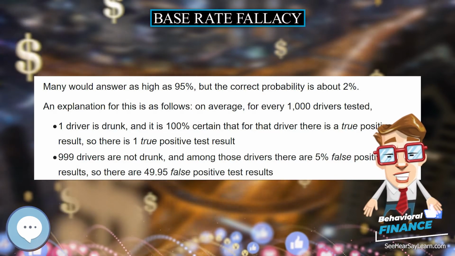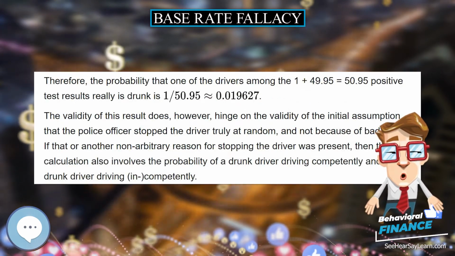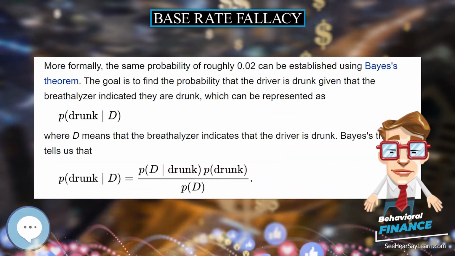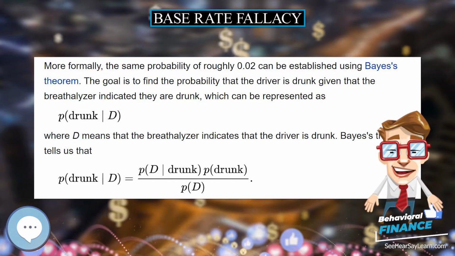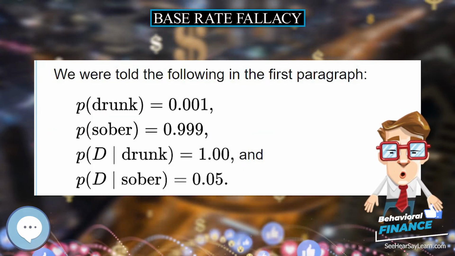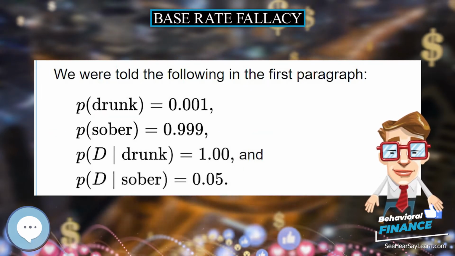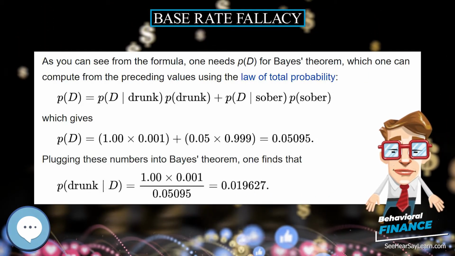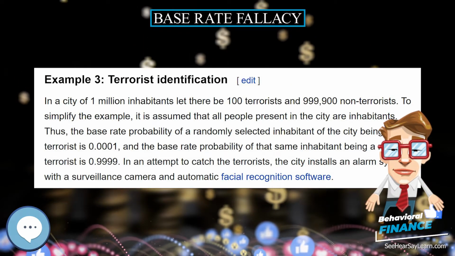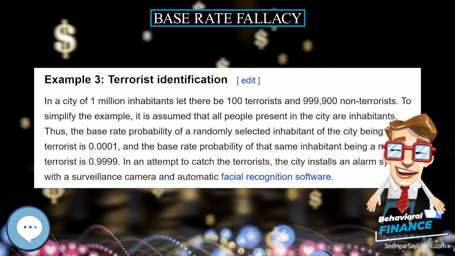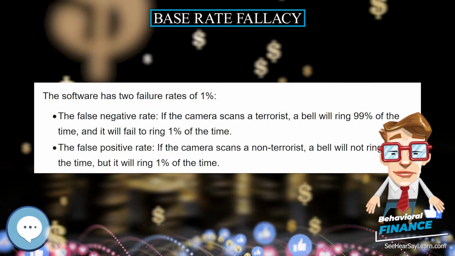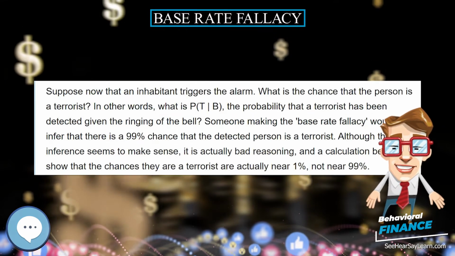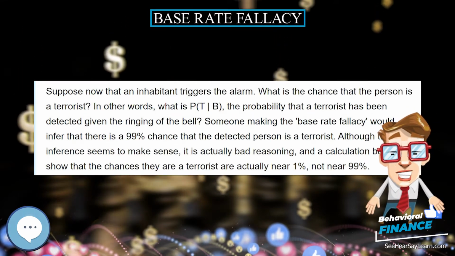An explanation for this is as follows: on average, for every 1,000 drivers tested. Therefore, the probability that one of the drivers among the 1 plus 49.95 equals 50.95 positive test results really is drunk is 1/50.95 ≈ 0.019627. The validity of this result does, however, hinge on the validity of the initial assumption that the police officer stopped the driver truly at random, and not because of bad driving.